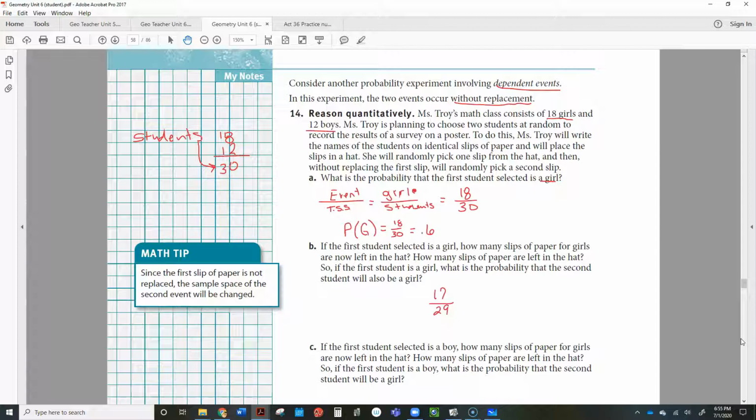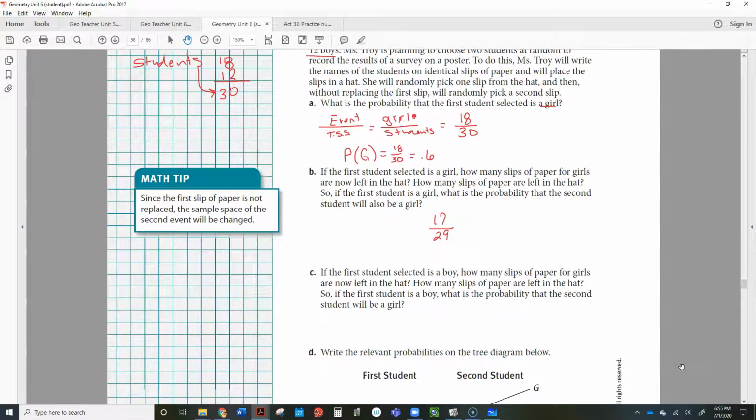So the question says, what is the probability that the second student will also be a girl? This 17 over 29 happened because I picked a girl's name out and changed the number of things that were in the hat, because I did not put it back. So this is the probability of the first and the second being a girl.